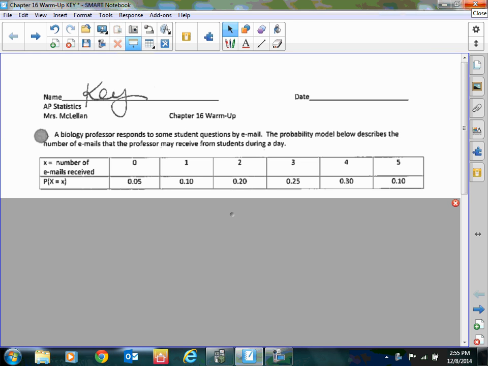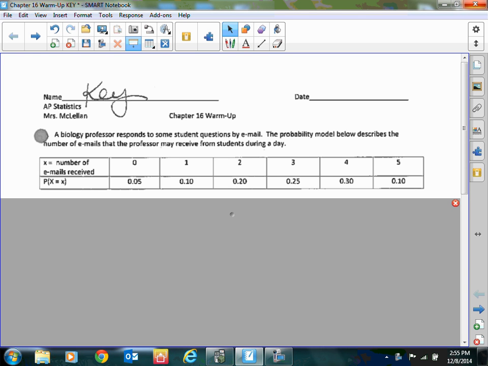I want to go over the Chapter 16 warm-up, and I'm just going to go ahead and go over the whole thing so that at home, if you're watching this video, you can stop it and watch it as much as you need to, to make sure you get everything here. Alright, so it gives you all this information about the table for expected values.